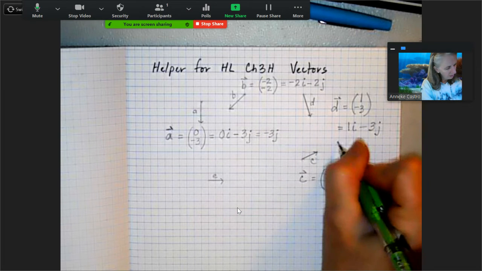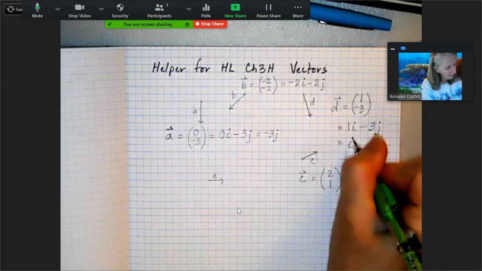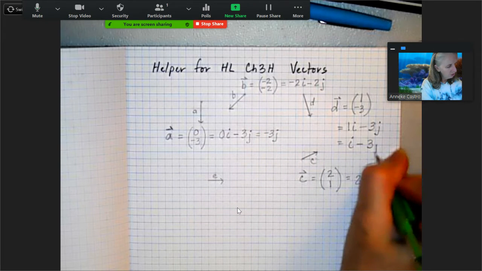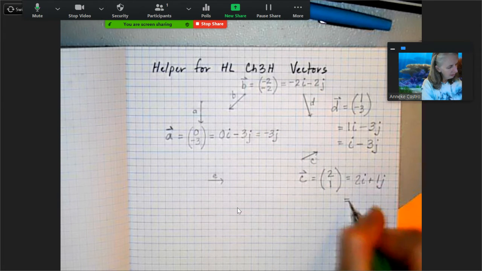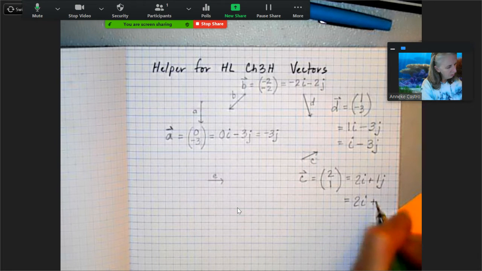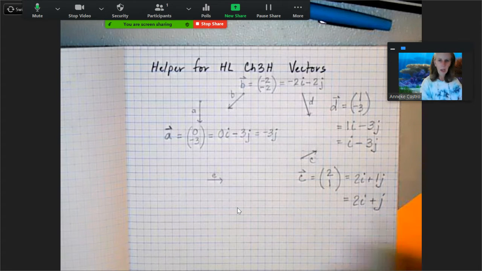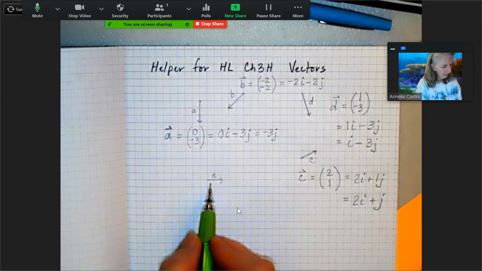Oh, and sorry, I was going to go back here. 1i, you can just write it as i, just like 1x can be written as x. So i, 3j. And same thing here, 2i plus, I don't have to write the 1, I can just write j. Oh, and I got one more, letter E over here.